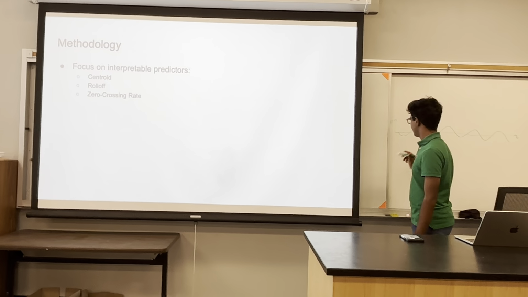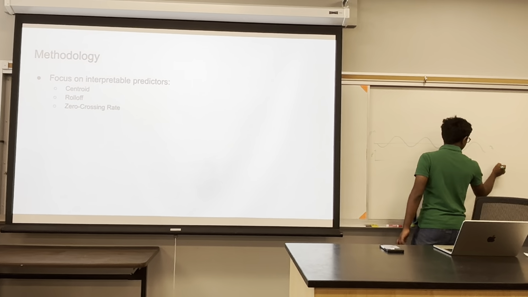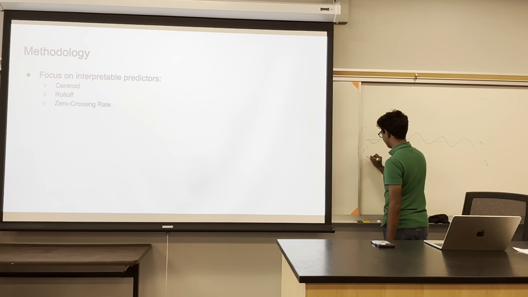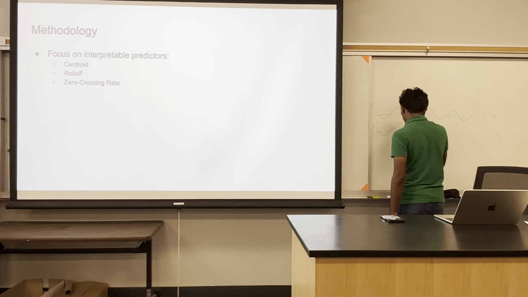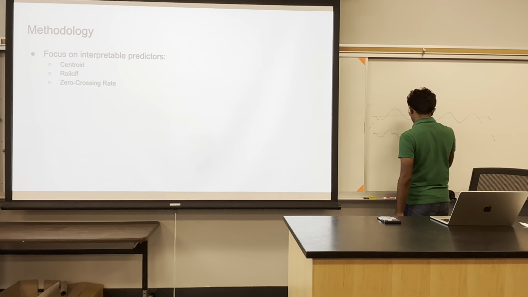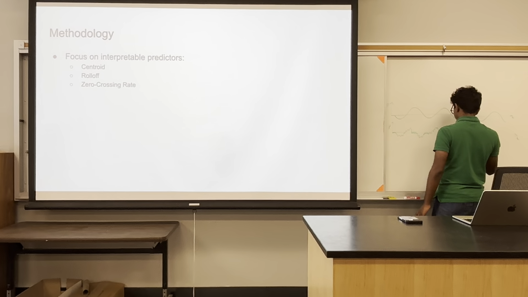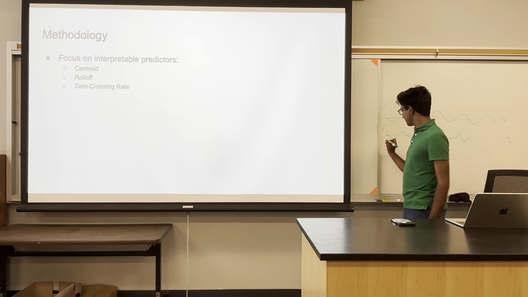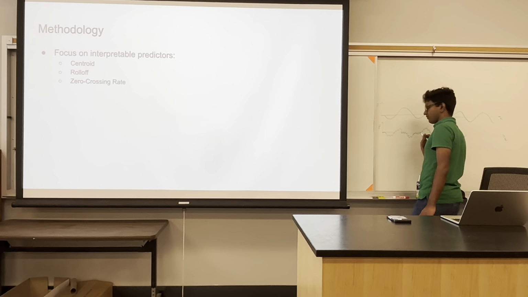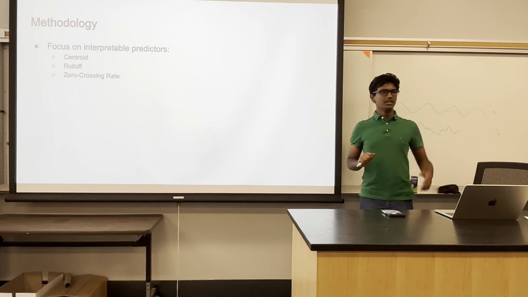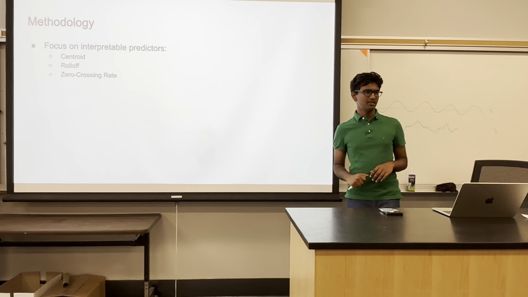On the other hand, if it's more noisy, you'll have something more like this. As you can see, it crosses zero a lot. You get quite a few zero crossings here, and here, and here, and so on. So the zero crossing rate basically measures how many zero crossings there are.